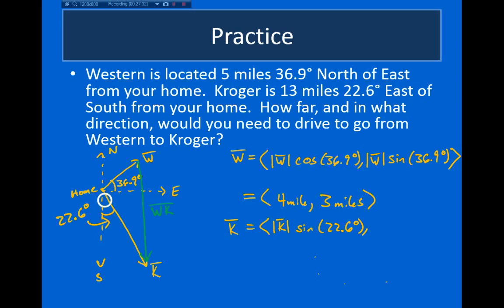And the north-south component, we can see that this is pointing south, so we call that negative. And this is adjacent to the angle 22.6 degrees, so this is going to be cosine of 22.6 degrees. Now if I plug this into a calculator, I take 13 times the sine of 22.6, I see that that's 5 miles. And the other component will be minus 12 miles.